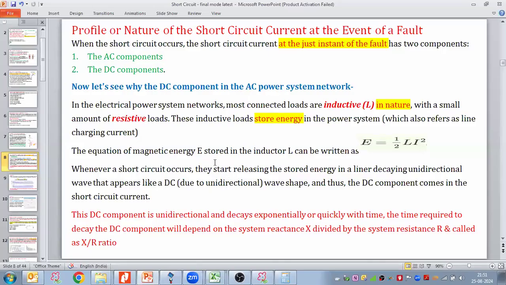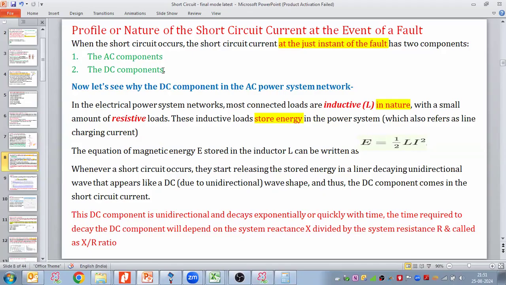We have discussed it. Let us see again, all together, all the short circuit concepts at once. When the short circuit occurs, the short circuit current at the instant of the fault has two components: the AC component and the DC component. Now let us see why there is a DC component in the AC power system network.